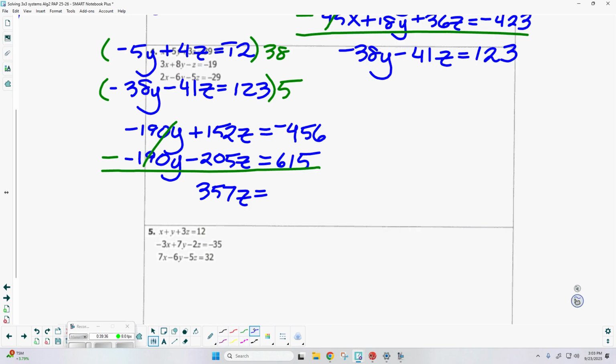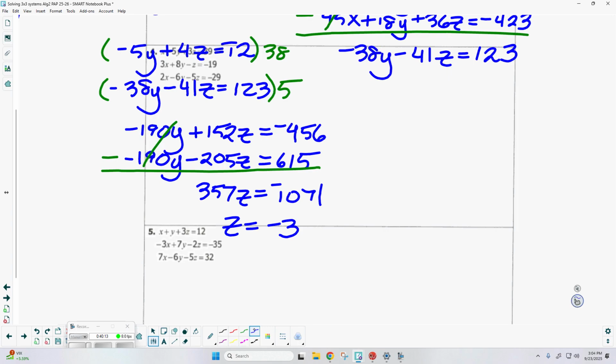is equal to, now I need a negative 456 minus 615. 1,000. Okay, 1,000 and what? Okay, 1,071. And that is negative, of course. There we go. Okay, all we got to do now is divide. Okay, so I'm getting z is what? Negative 3. See, for all that work, it turned out super nice to us.